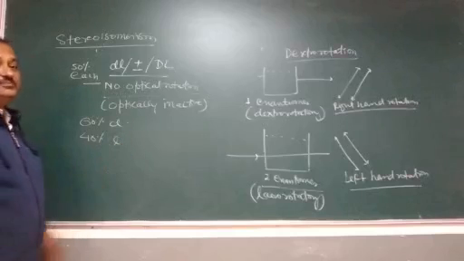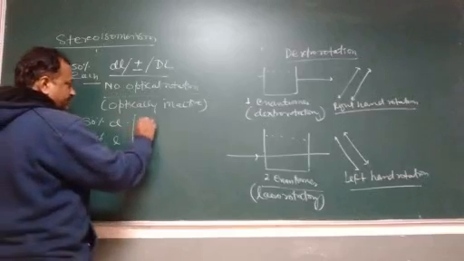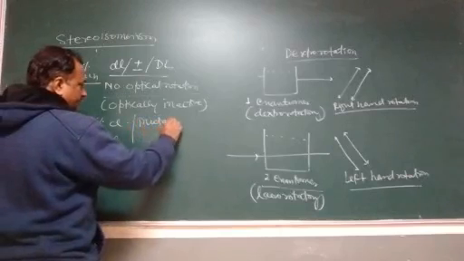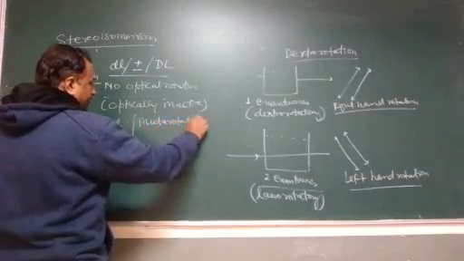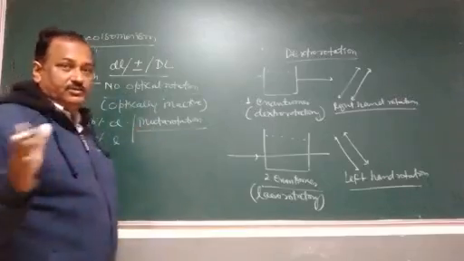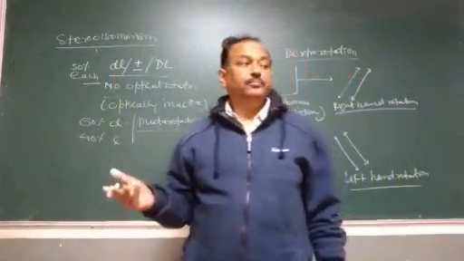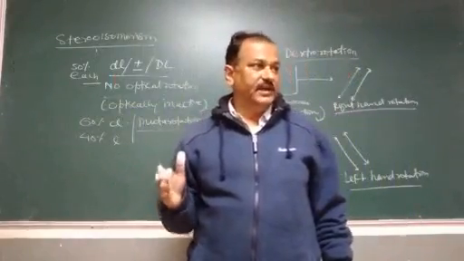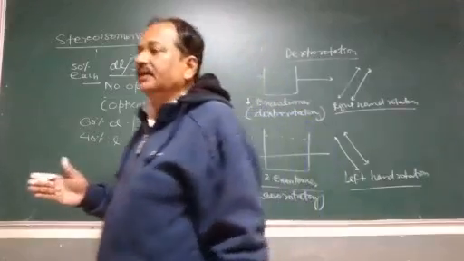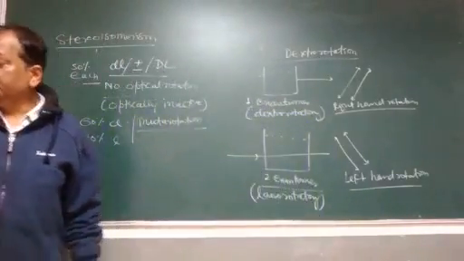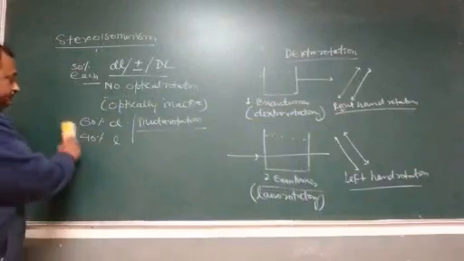And this is called mutarotation. So mutarotation is the angle to which the plane polarized light is rotated. The angle to which plane polarized light is rotated is called mutarotation.